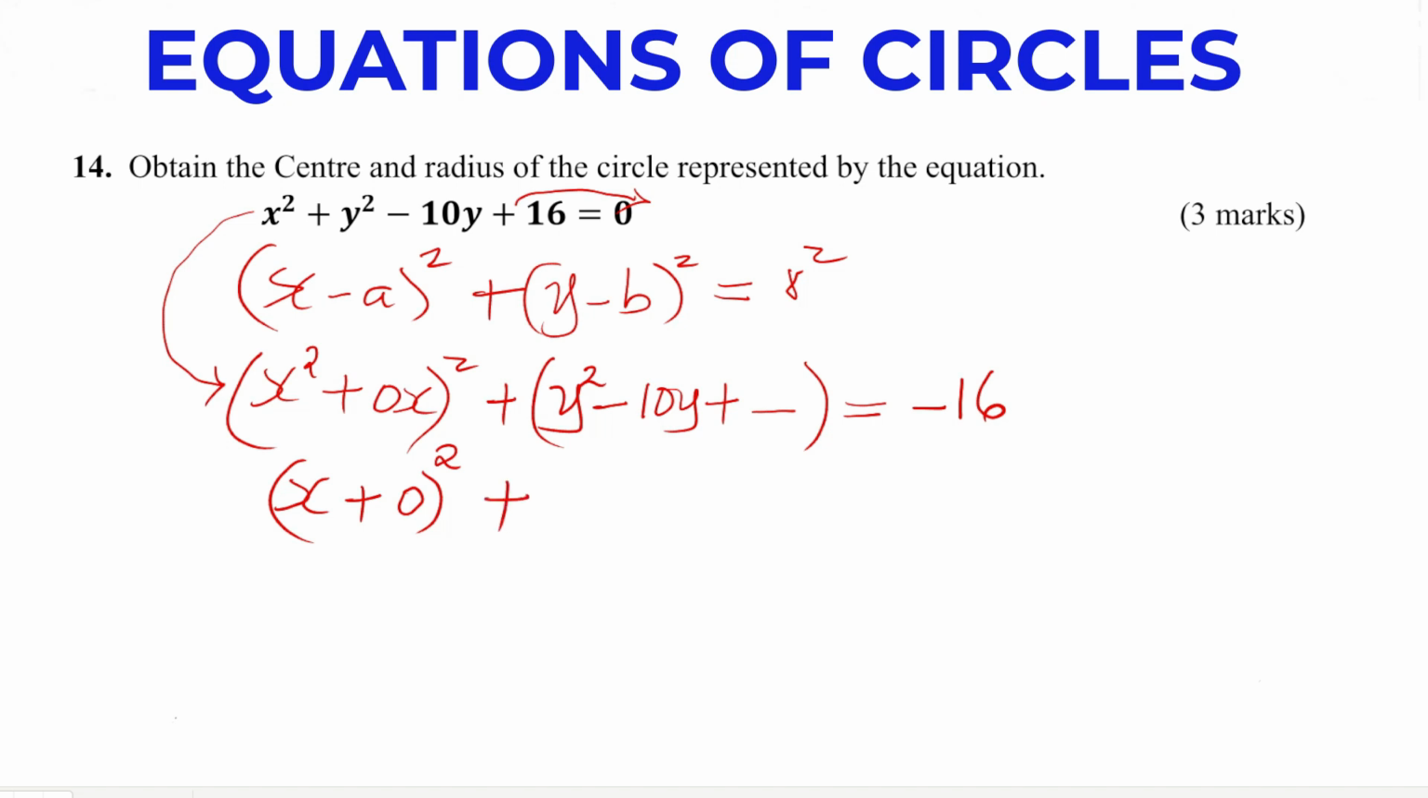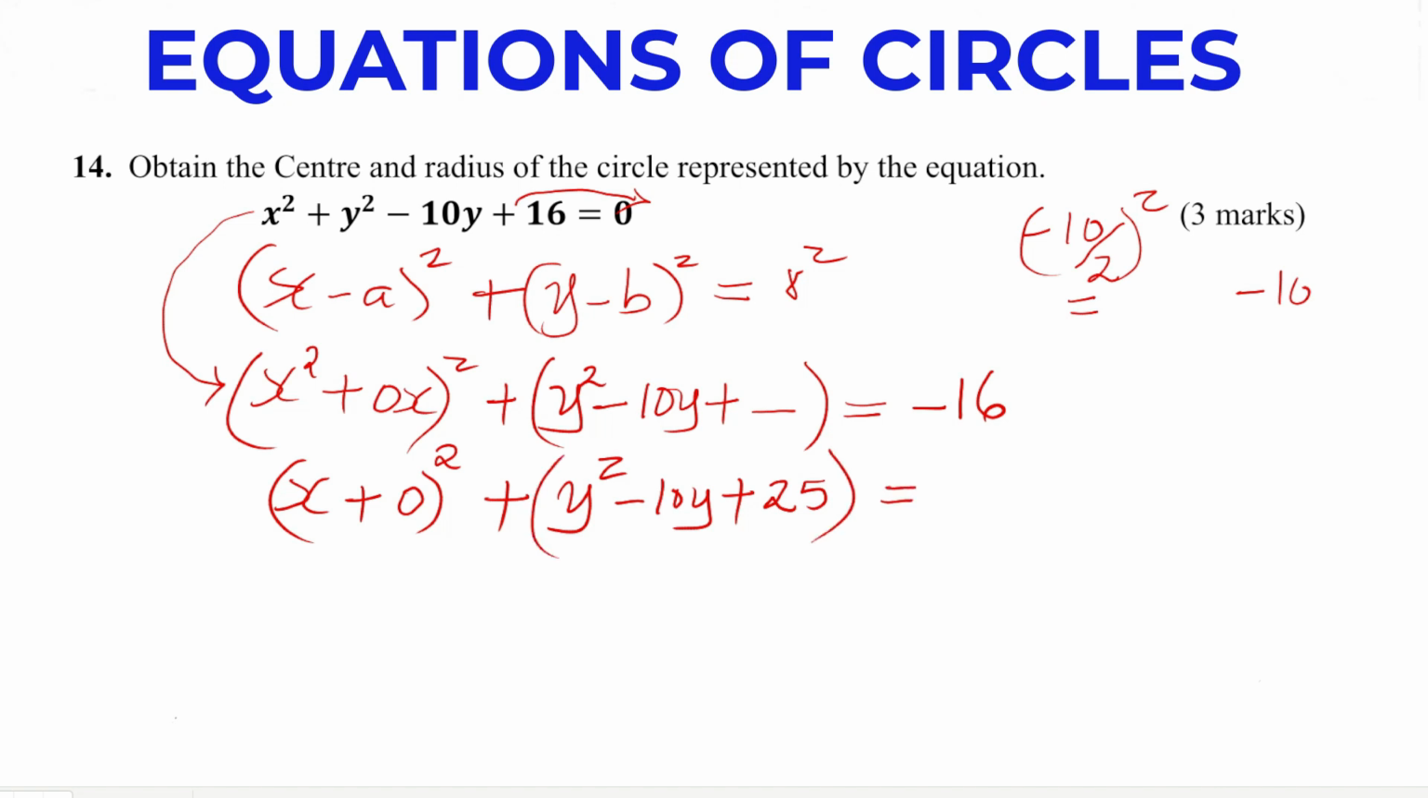Then for y squared minus 10y, you know how to complete this: we get half the coefficient of y. The coefficient of y is negative 10. Get half of that and square. You get 25. So what you should add, the last term, will be 25.